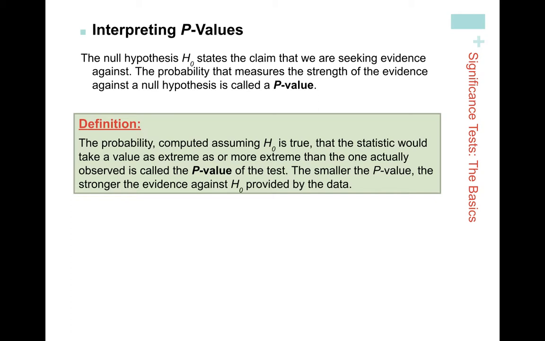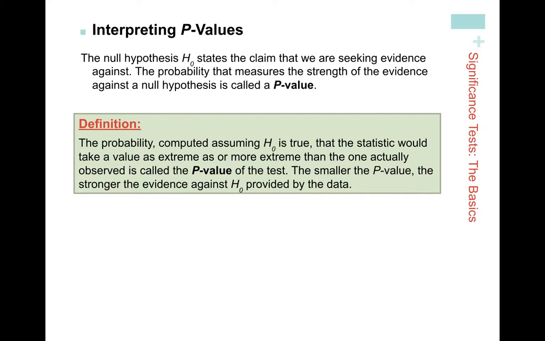So a very, very small p-value is strong evidence against H null. Okay, a small p-value is strong evidence against H null. So what is p-value? What the heck is p-value? It's this. It's the probability, assuming that H null is true, of getting a sample result that would take a value this extreme or more extreme than the one that we observe.